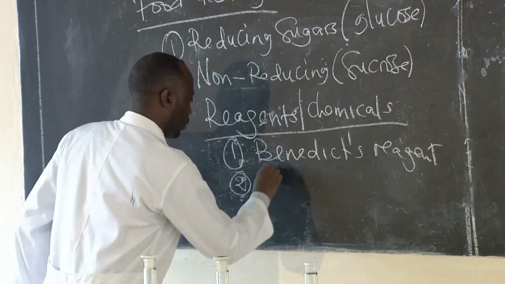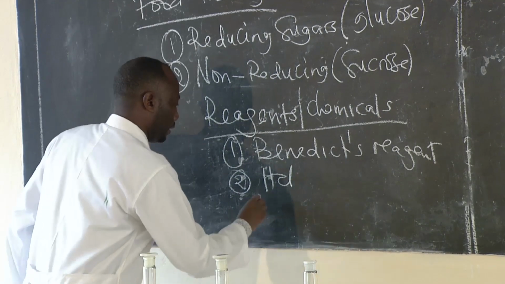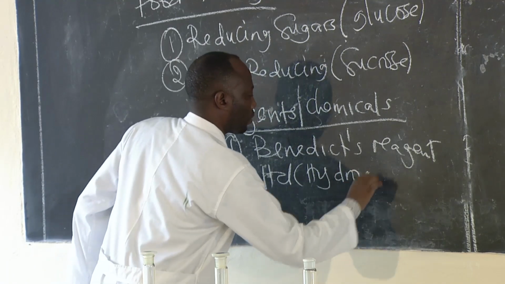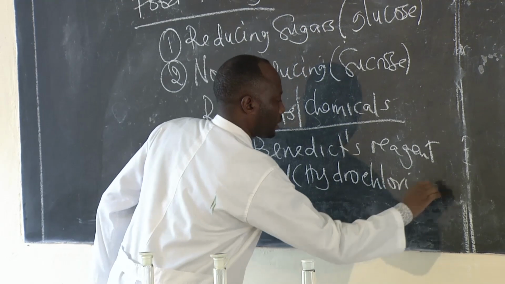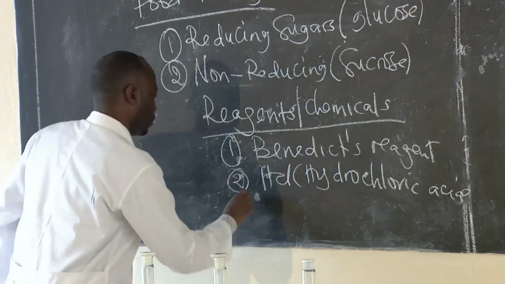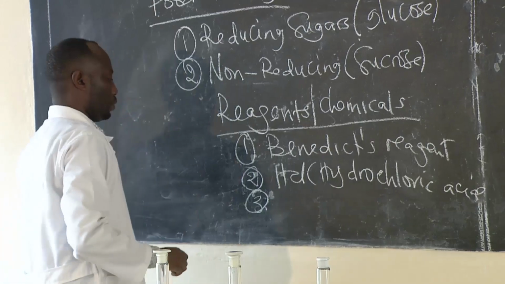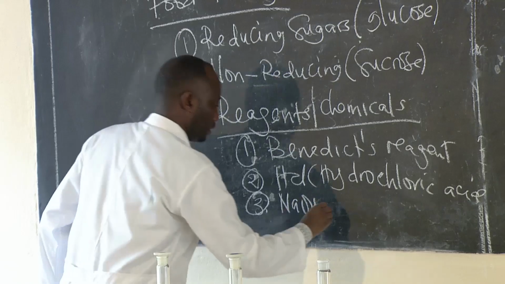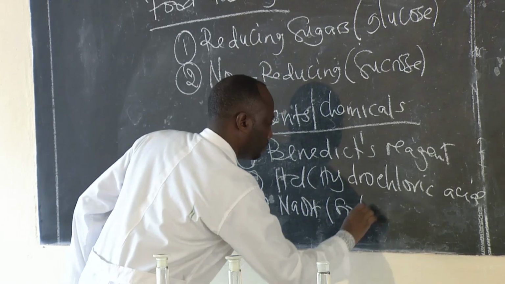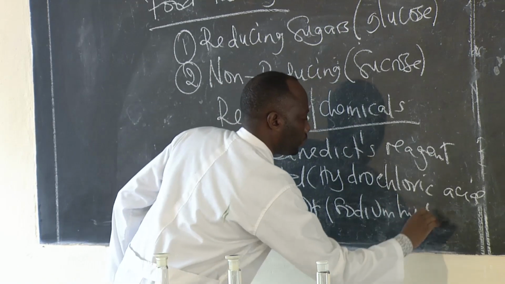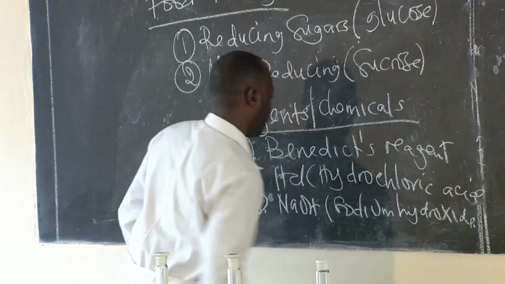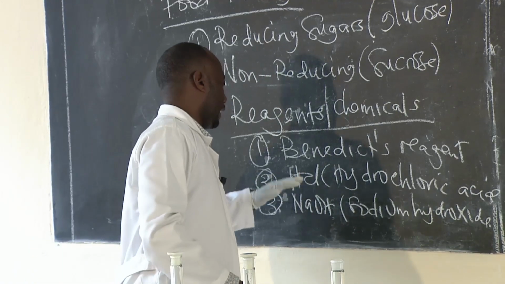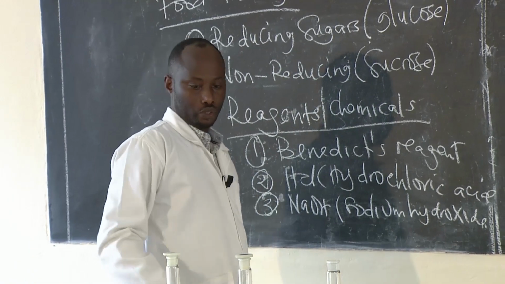I will use hydrochloric acid. That is the symbol of hydrochloric acid. I will also use number 3, sodium hydroxide. This is sodium hydroxide. You know the reason why I have to use hydrochloric acid and sodium hydroxide. I will explain it in the process.